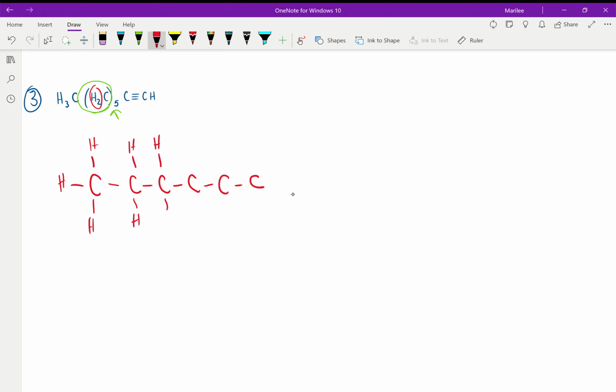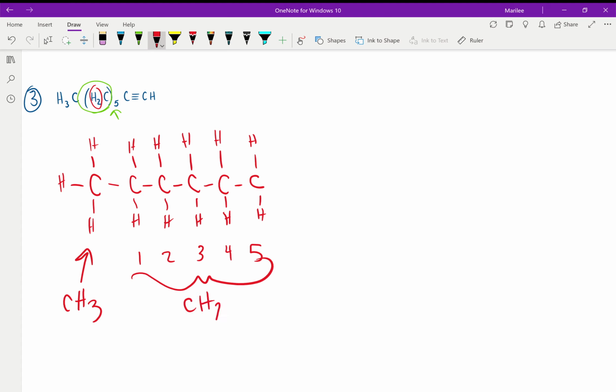So 1 and 2, 1 and 2, 1 and 2, and the last one. So we have 1, 2, 3, 4, 5 CH2s. This first one is CH3. All these are CH2. Then it's bonded to another carbon. And you guys see there's no hydrogen bonded here. Why is that? Because we have a triple bond. Remember, carbon only gets 4 bonds. So we have 3 on this end and we have 1 here. So it's full. It doesn't need a hydrogen.